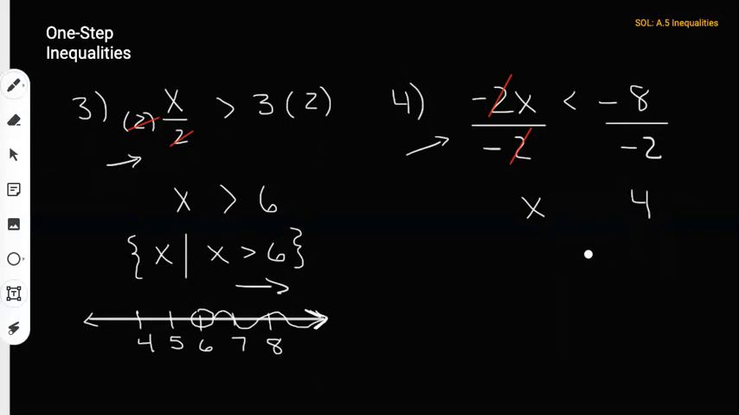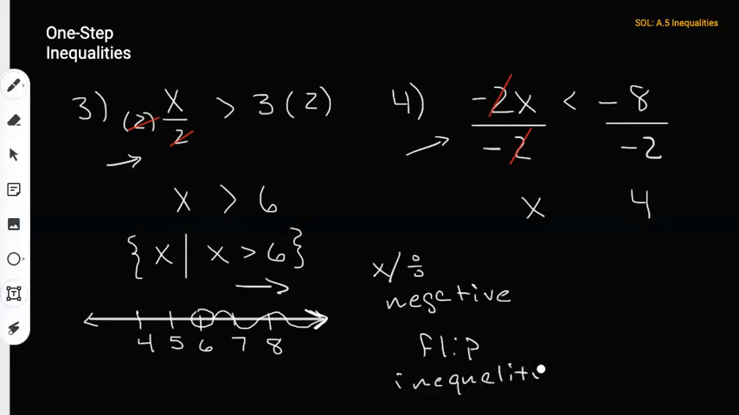Now, whenever you multiply or divide by a negative number, you need to flip the inequality symbol. You're going to flip the inequality only if you multiply or divide by a negative. So we need to flip this less than into a greater than symbol. So all we do is we take the symbol and we flip it over horizontally.